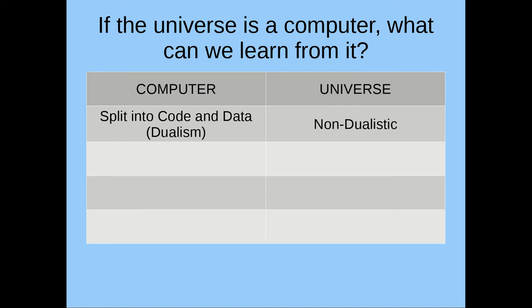Newton taught us this 400 years ago. Right? Every action has an equal and opposite reaction. And you can't get away from it, as far as we know, right? There's no inherent separation between subject and object. So the universe is non-dual. So that's one big difference between computers and the universe.